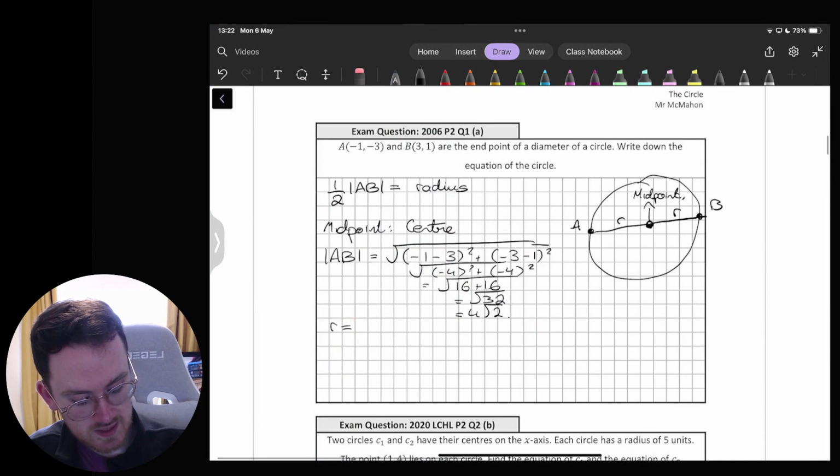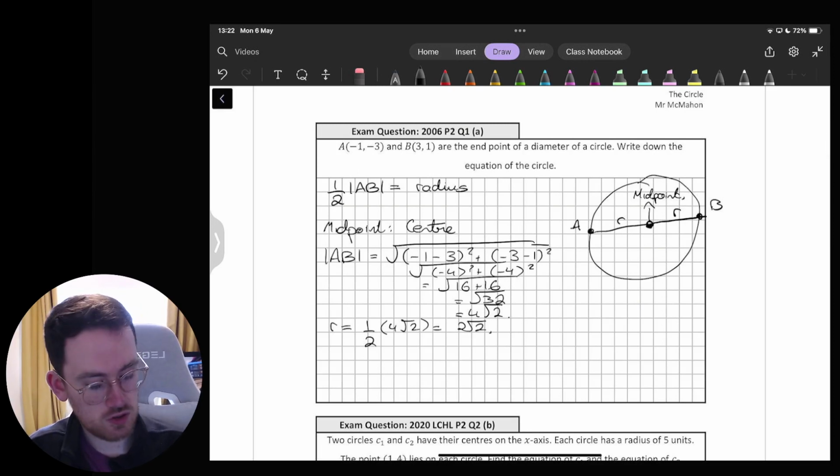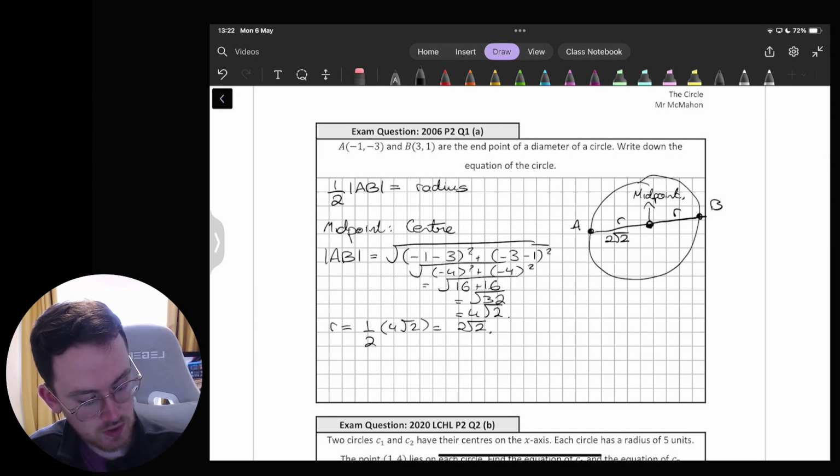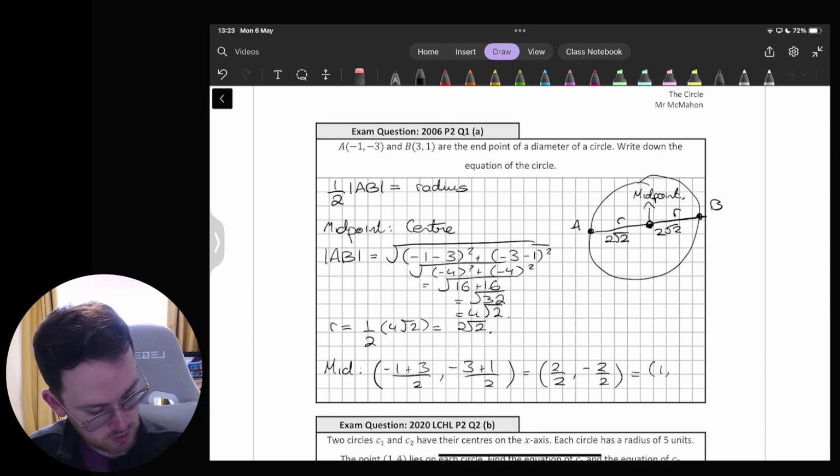So I know my radius is half of that, so half of 4 root 2, which of course is 2 root 2. So I know my radius now is going to be 2 root 2, that's this distance here, or of course this distance here as well. The midpoint then, I want to get the midpoint for A and B as well, so minus 1 plus 3 over 2, and minus 3 plus 1 over 2. So that's going to be 2 over 2, minus 2 over 2, which is 1, minus 1. And this is my center here.